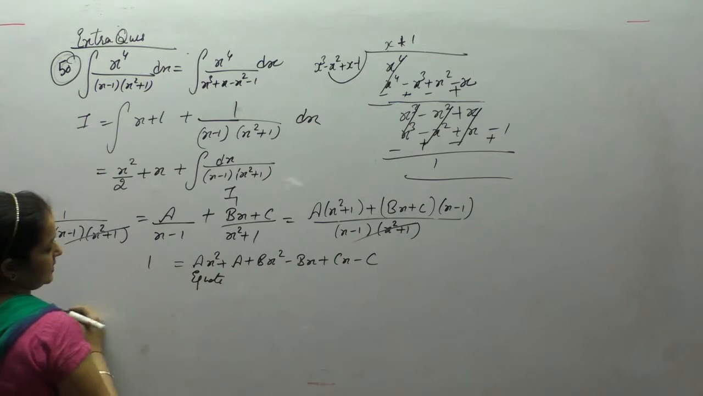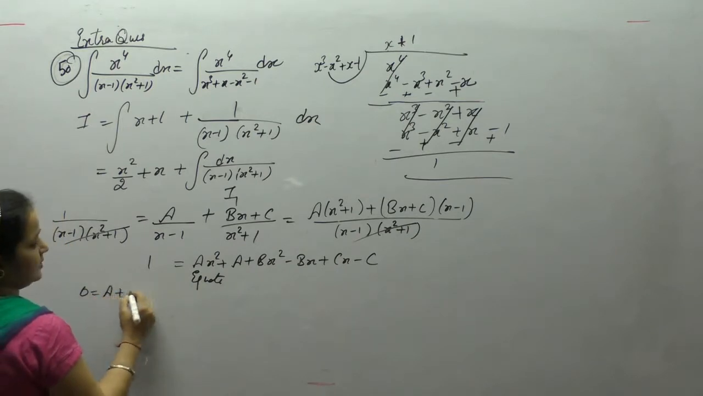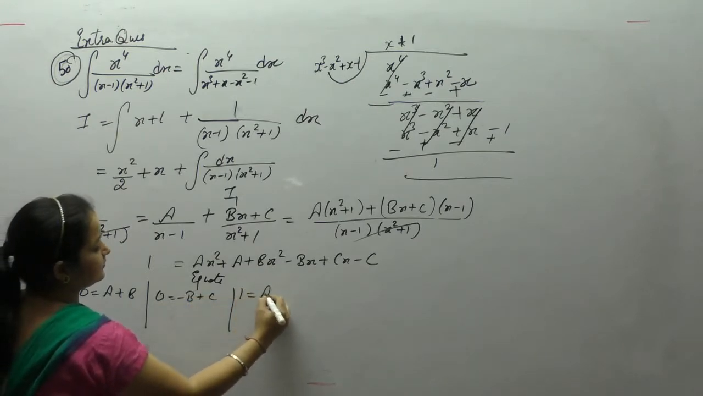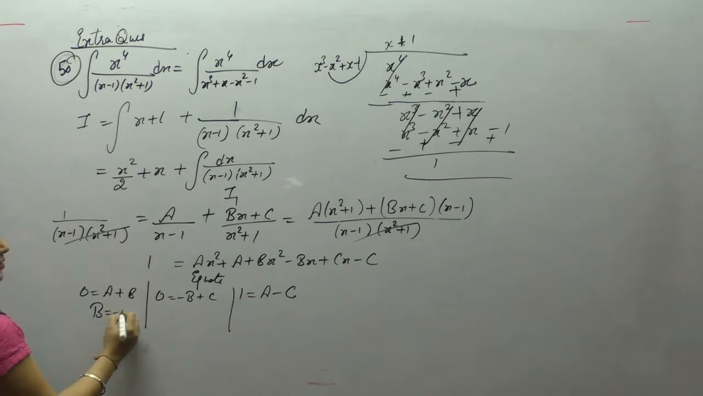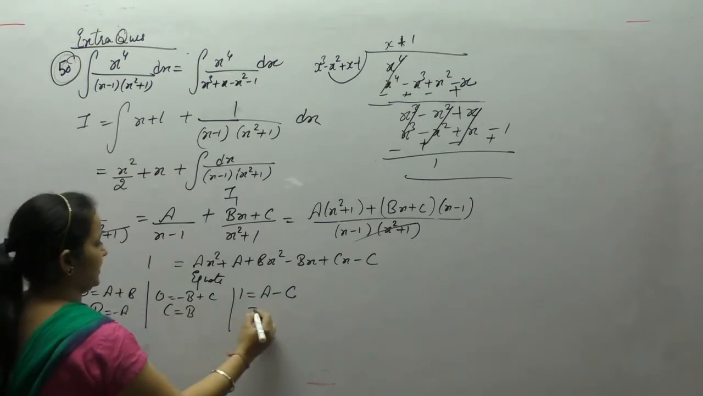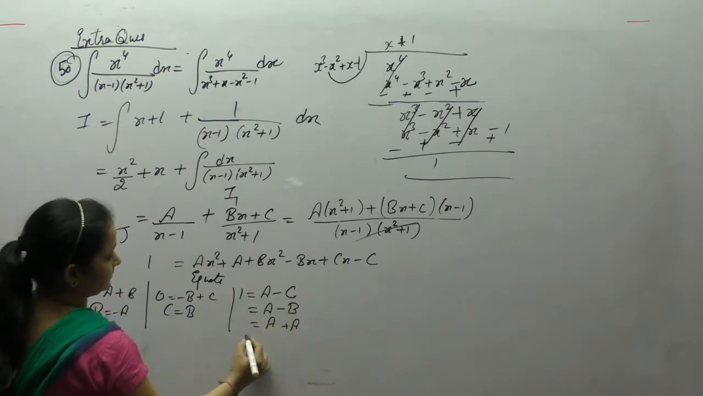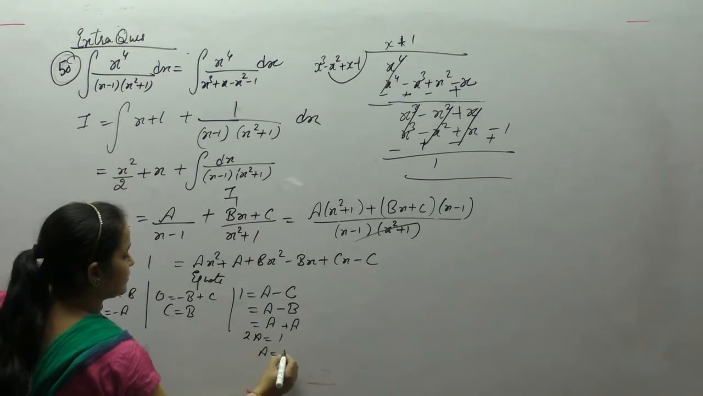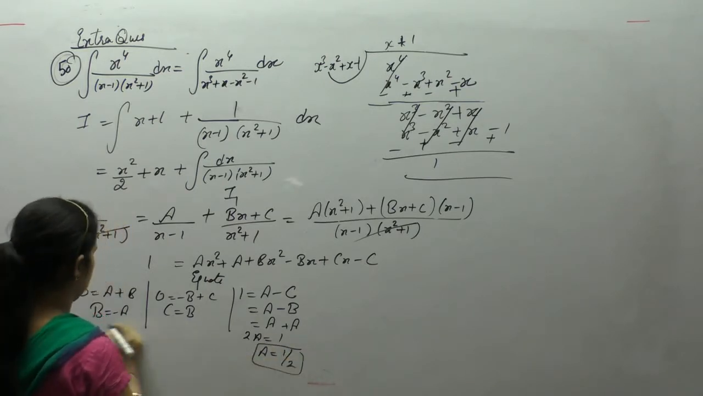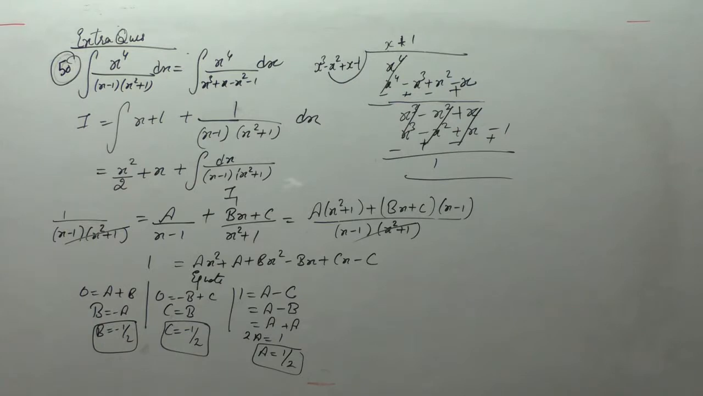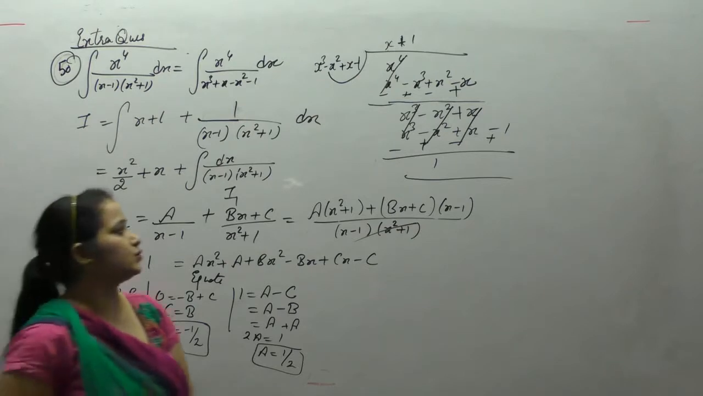Equate like coefficient terms. Coefficient of x square, coefficient of x, and the constant term. B is equal to minus a, c is equal to b, and b is minus a. A is 1 by 2, B is minus 1 by 2, and C is minus 1 by 2.